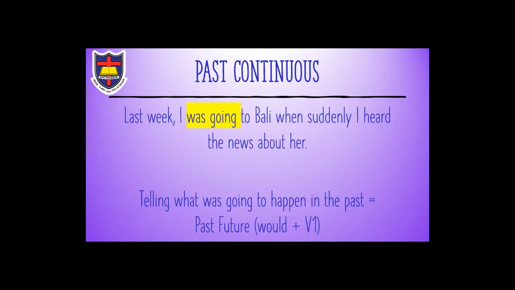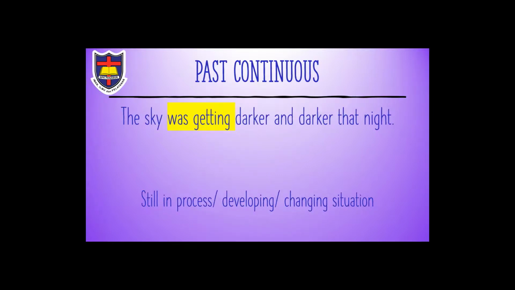The third function of past continuous tense is telling about something that was going to happen in the past. This function is quite similar to past future. For example, last week I was going to Bali when suddenly I heard the news about her. The fourth function of past continuous tense is to tell about a process, or a developing or changing situation. For example, was getting darker means that there was a process.